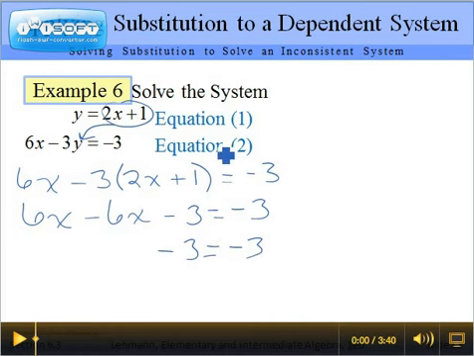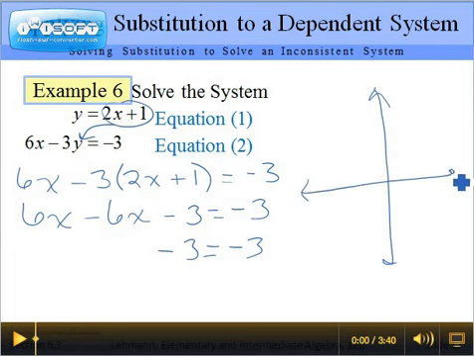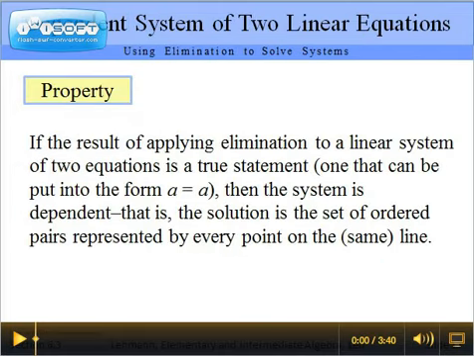So in other words, if I were to graph these two lines, they would end up being exactly the same line. They just look a little different. So these two are the same line. I ended up with a true statement, which means the system is dependent. So there's an infinite number of solutions.